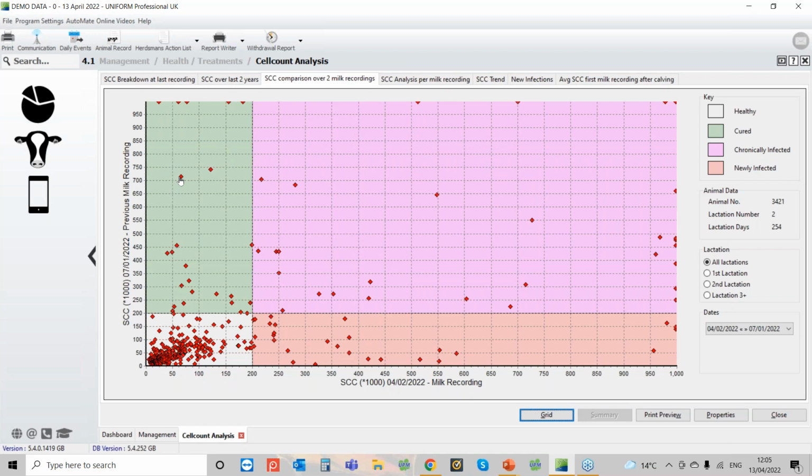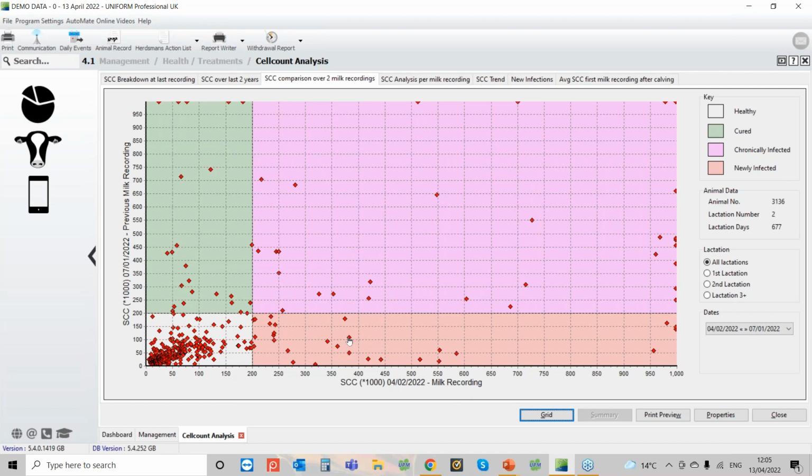they're now low. And if we go across to the next block on the right, these are cows that are chronic because they were high on the recording in January, and again, they were high in the recording in February. So all cows within that block we're considering as chronic. And then at the bottom, we have our new infections.